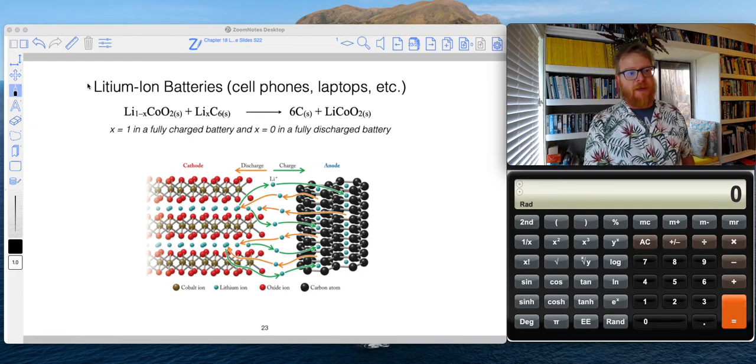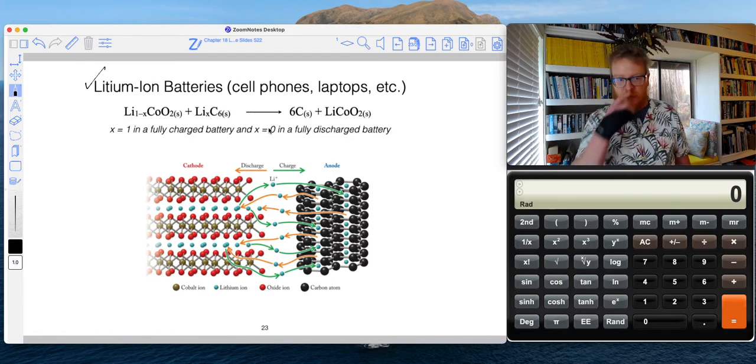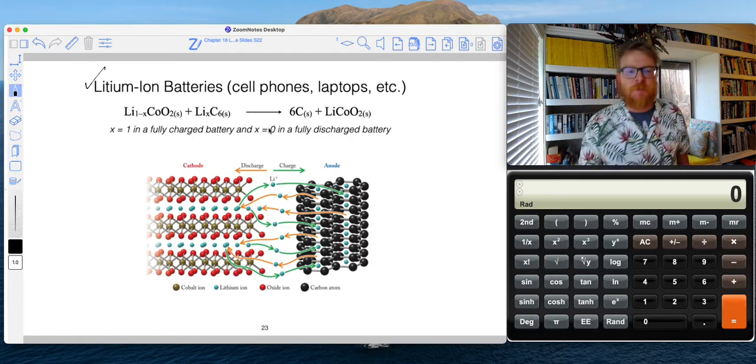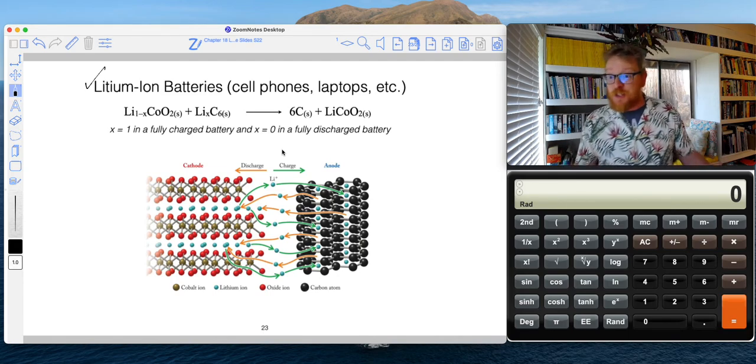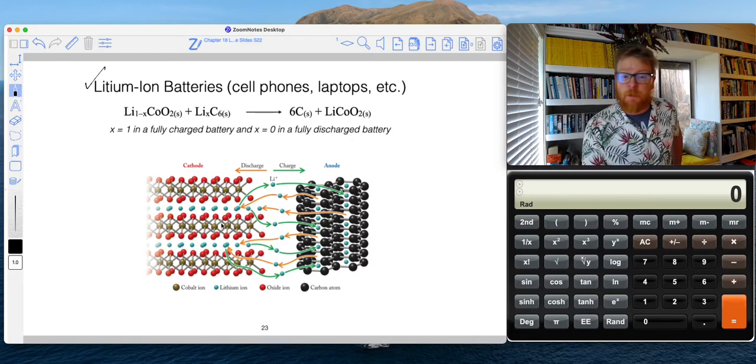One, of course, being the lithium ion battery, such as in your cell phone or your laptop, in electric vehicles. And not all of these lithium ion batteries operate this way. And again, a lot of that is because it's proprietary. We're not allowed to know from the manufacturers how they work. But this is a pretty typical methodology for how this works.